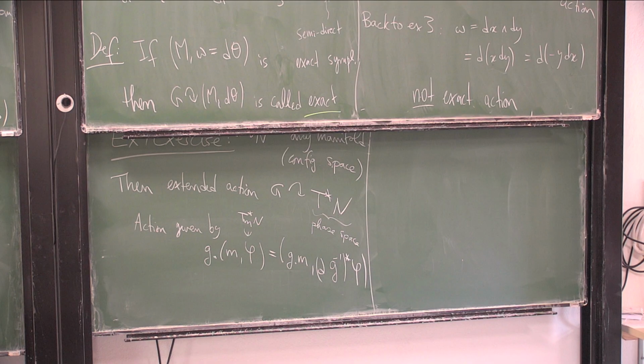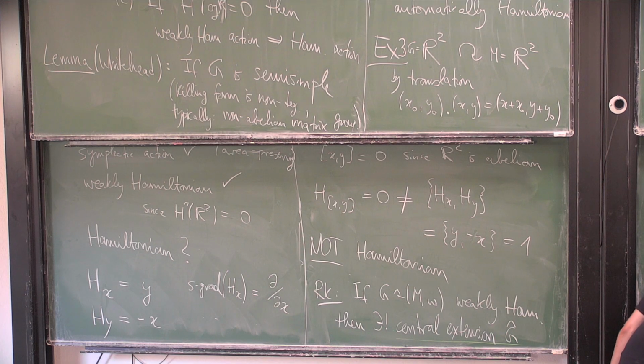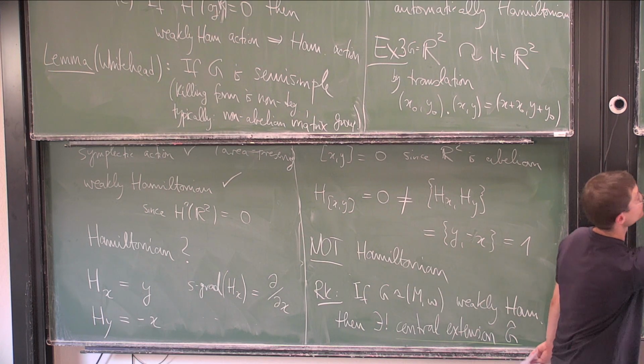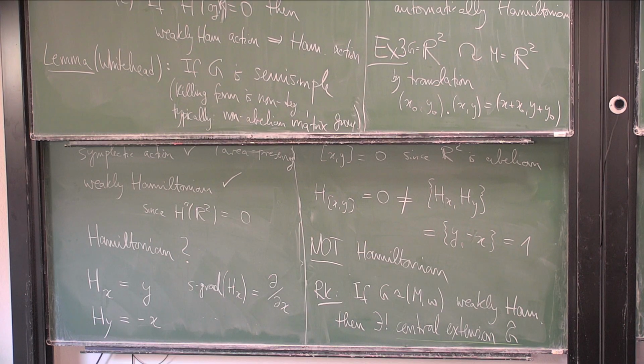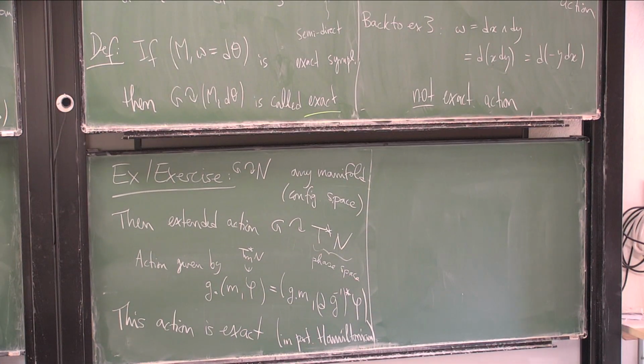Okay, and then the proposition is that this action is always exact. And in particular, by the proposition there, it's Hamiltonian. So again, if your symmetry comes from a symmetry of the configuration space, then you don't have to do any computation. We know that the action is Hamiltonian.